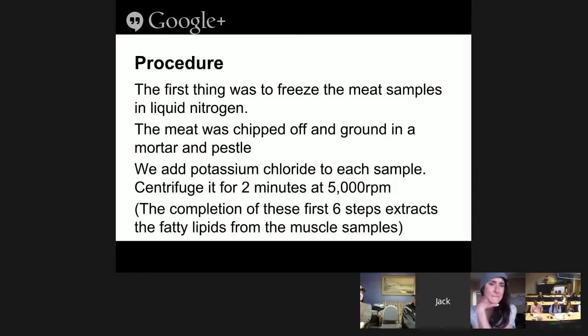Our procedure is, the first thing was to freeze the meat samples in liquid nitrogen. The meat was chipped off and ground in a mortar and pestle. We add potassium chloride to each sample, centrifuge it for 2 minutes at 5,000 RPMs. The completion of these first 6 steps extracts the fatty lipids from the muscle samples.